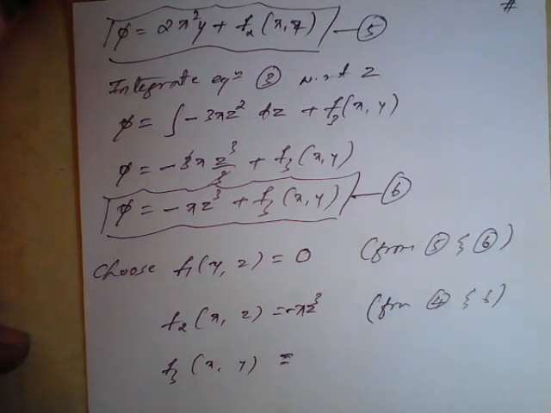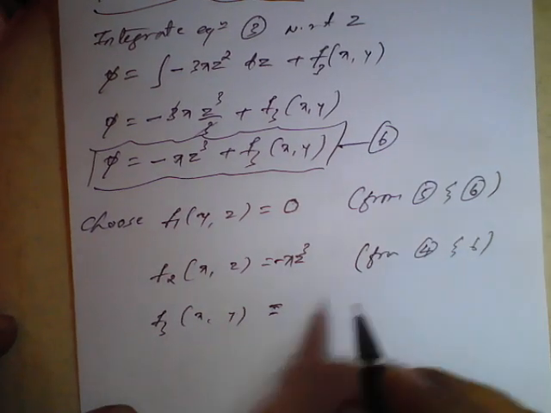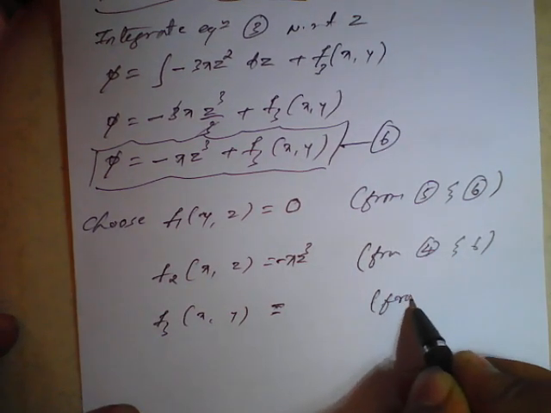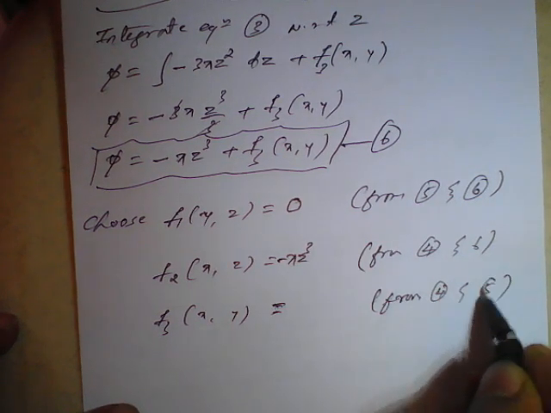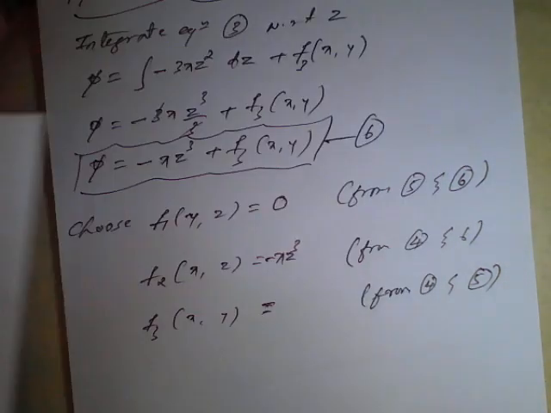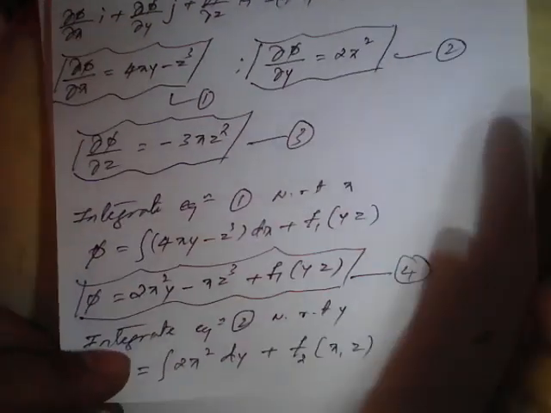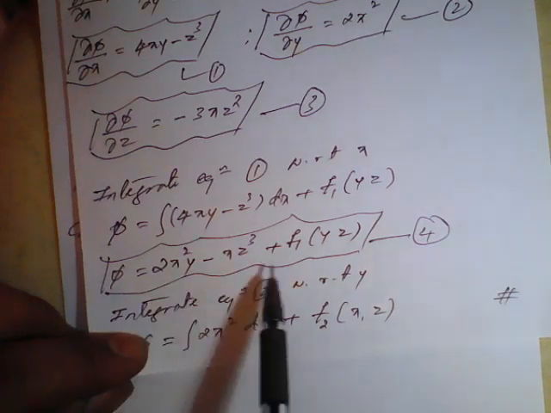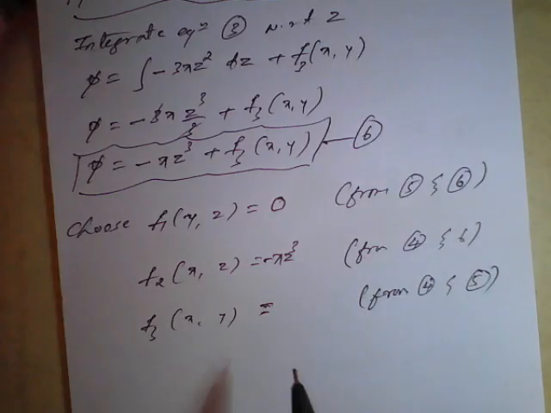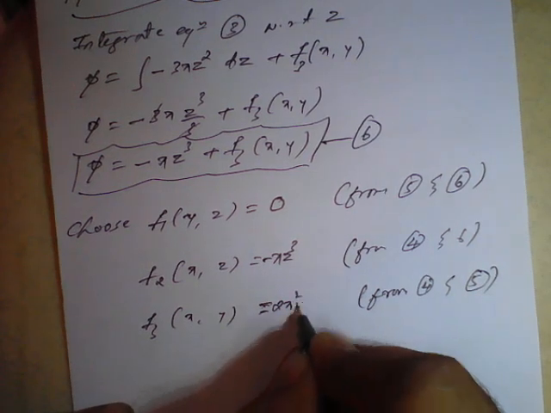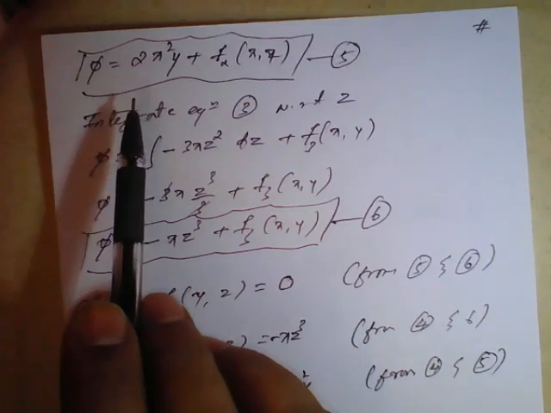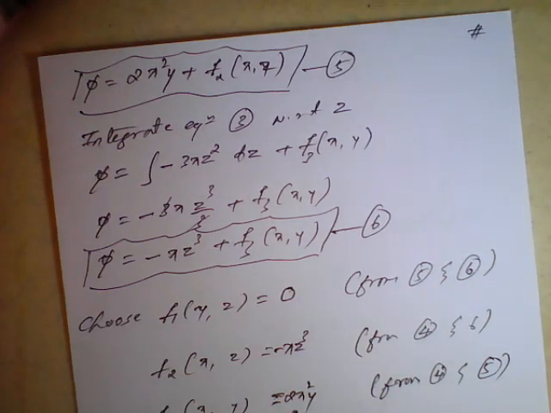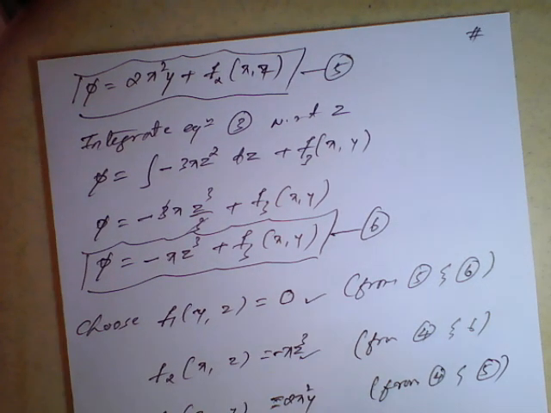Similarly, to find f3 of xy, from equations number 4 and 5 we have to observe. What is equation number 4? We see the term free from z. Free from z in equation number 4 is 2x²y. And in equation number 5 we have the same term. So we can say that we got the values of f1 of yz, f2 of xz and f3 of xy.